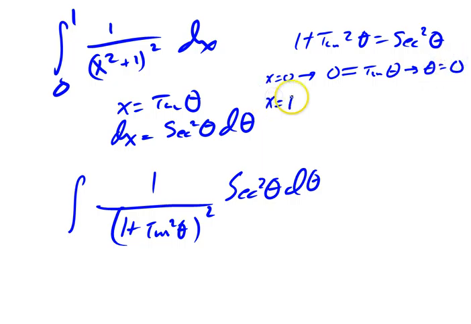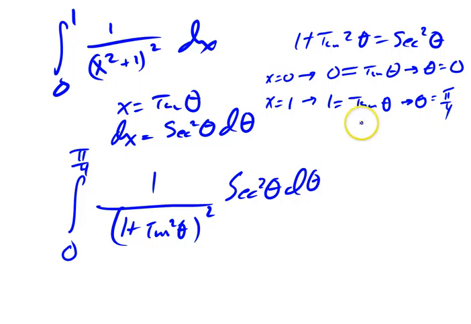Likewise here, if x is equal to 1, then that tells me that 1 equals the tangent of theta. Right? I'm just plugging it into my substitution. Figure out what theta is. Well, theta is the inverse tangent of 1, which is pi over 4. So this integral is going to be the integral from 0 to pi over 4. Now, sometimes it's not worth your while to do that. Sometimes it's just, well, let me just do the integral and get it back to x's.